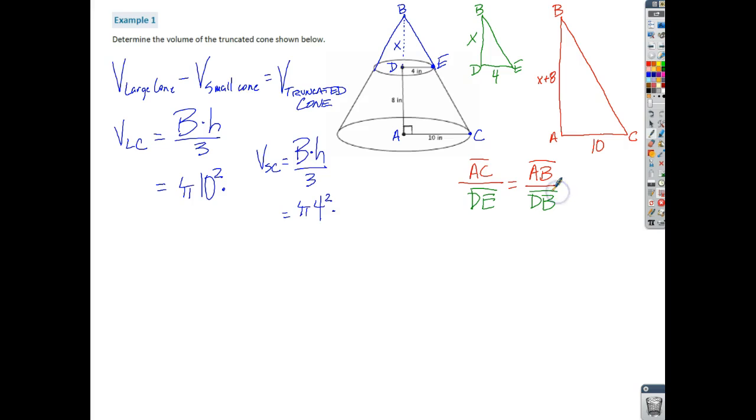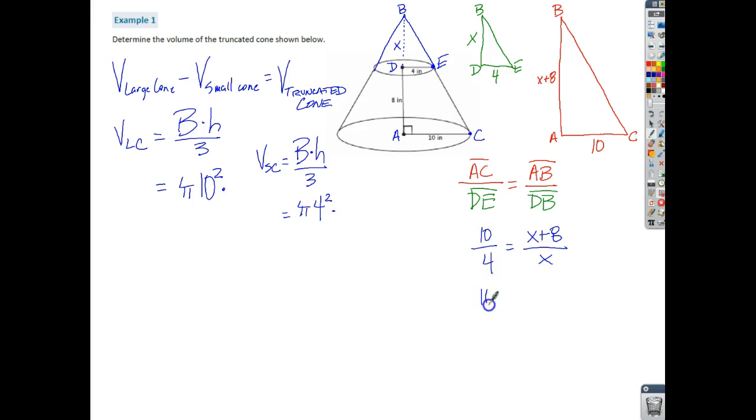Now I'm going to go ahead and fill in these values. I know that AC is 10, and DE is 4. And I know that AB is x plus 8, and I know that DB is x. And now I'm going to cross multiply in order to get my answer here, to figure out what x is.